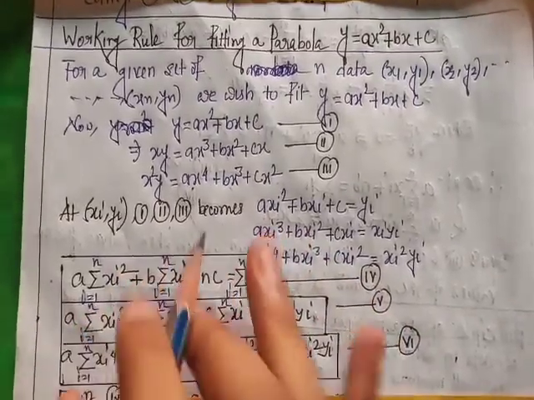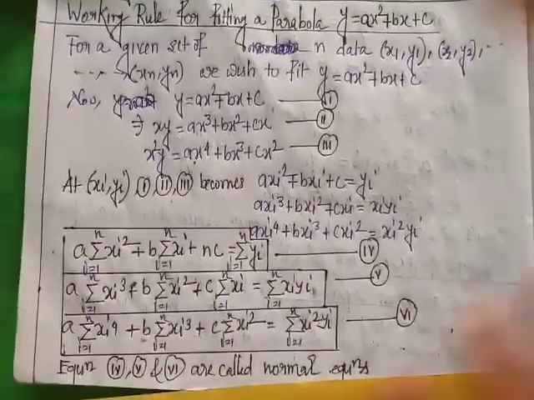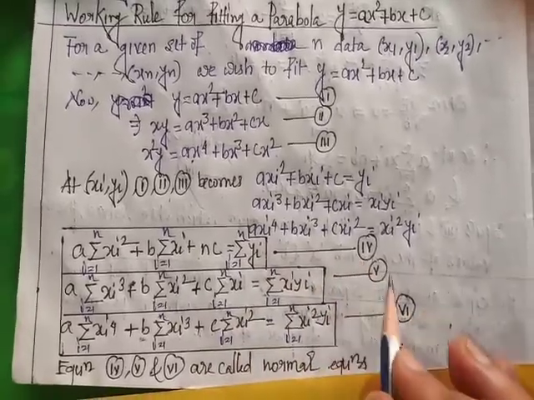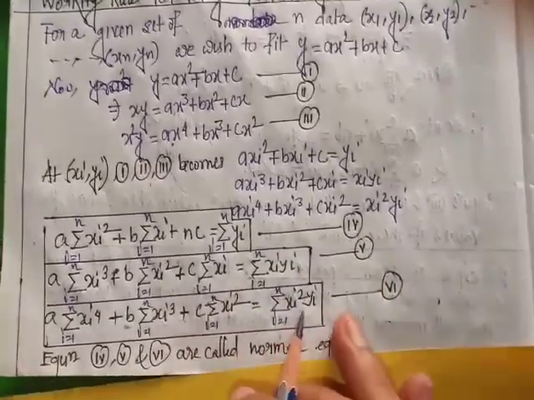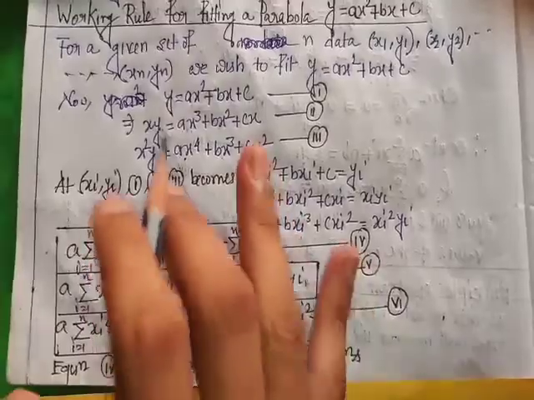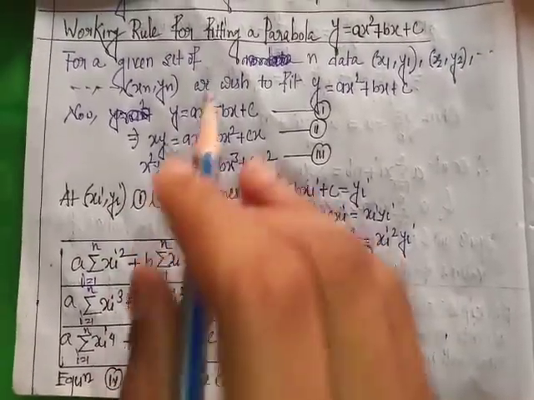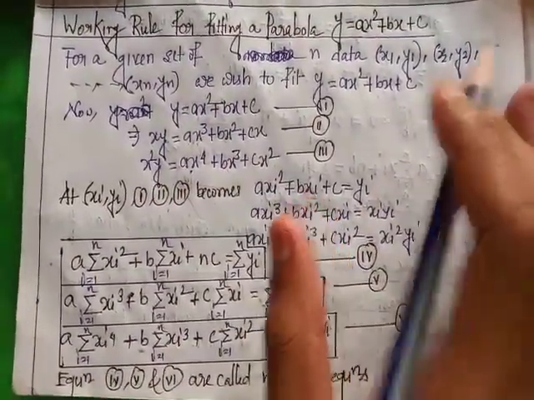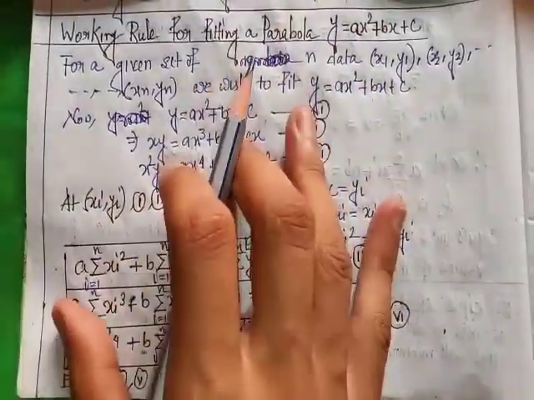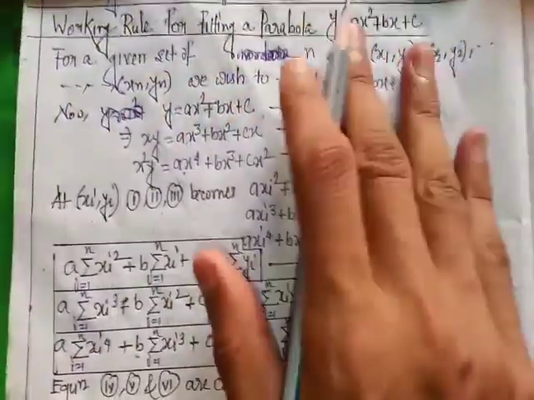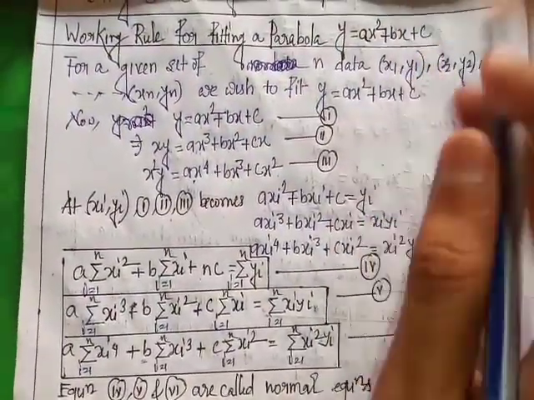We get three equations. These equations 4, 5, 6 are called normal equations, and solving them we get the values of a, b, c. This is the working rule for fitting a parabola y = ax² + bx + c.